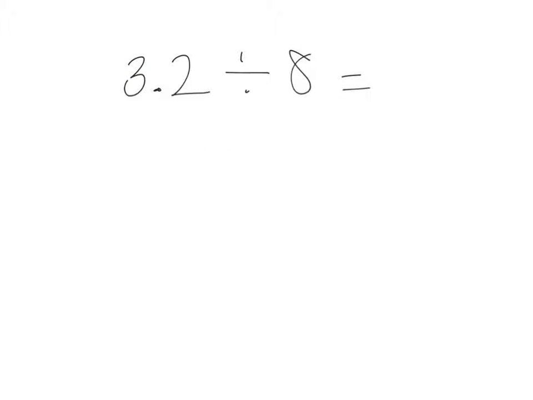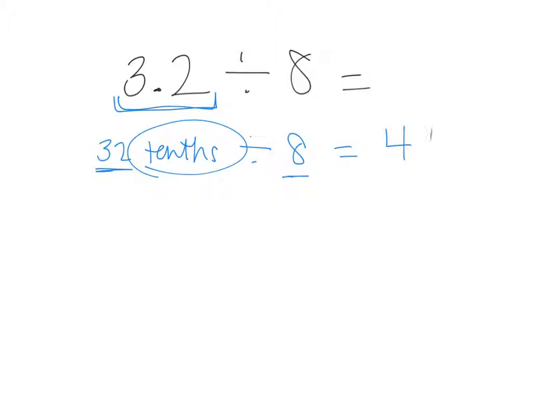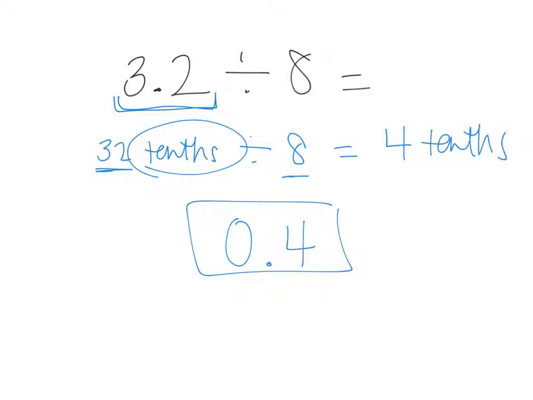Think back to Module 1 when we learned about decimal division. Should I think of this as 3 2/10 divided by 8, or should I think of it as something else? What would be easier? I could think of this as 32 tenths divided by 8. Why is it easier? Because 32 and 8 are compatible numbers. 32 divided by 8 is 4, and we're working in the tenths, so I know my answer is 4 tenths. If I write that in standard form, 0.4, 4 tenths. So therefore, 3 2/10 divided by 8 is 4 tenths.